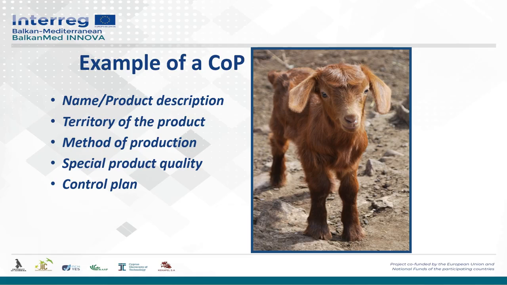I'm giving now an example to see how a Code of Practice looks like. I'm giving an example with goat meat, kid from the Hasi goat breed in Albania. So in this Code of Practice we have this structure: name of product and product description, territory of the product, method of production, product quality, and the control plan.